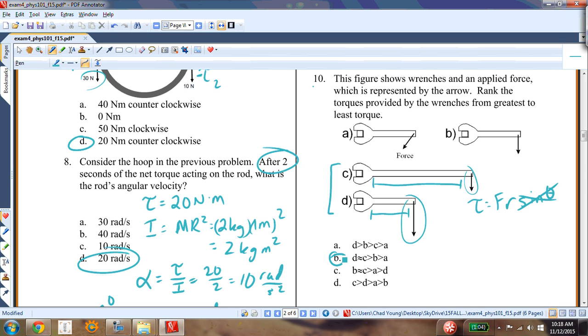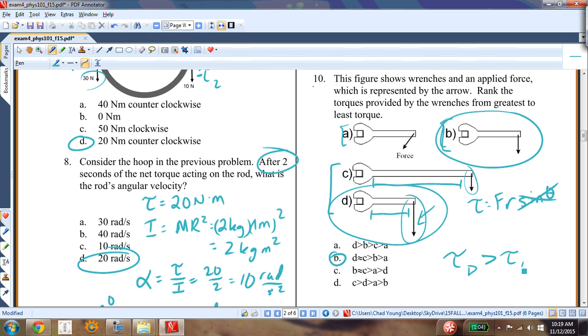But I can continue on. Both of these have a torque that is bigger than this one, and this one has a torque that is bigger than A. I can compare D and B more readily because they have the same length moment arm, and since I have the bigger force here, the torque on wrench D is bigger than the torque on wrench B. All right, because it has a bigger force acting across the same moment arm.